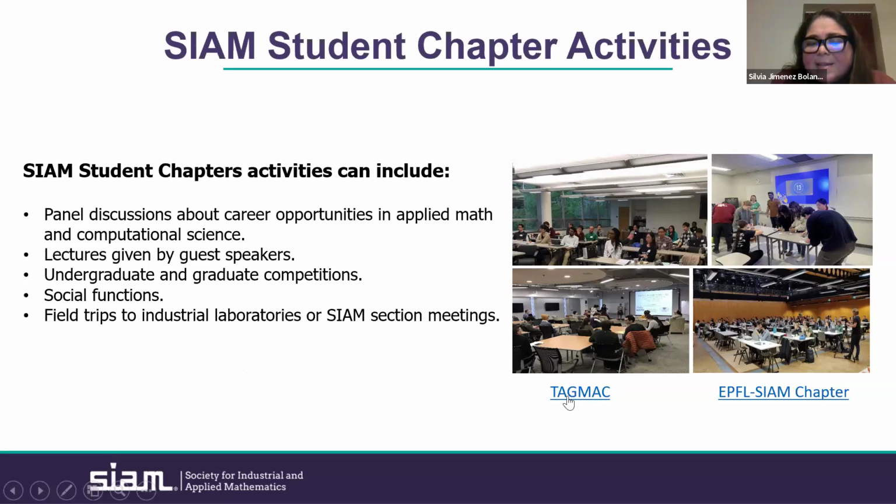Here, for example, is a picture of the Triangle Area Graduate Math Conference. Basically, the three universities in the triangle area come together and have students give talks, and it is organized by the SIAM chapters in those institutions. So these are examples of things that can be done.